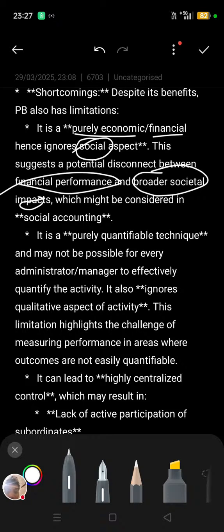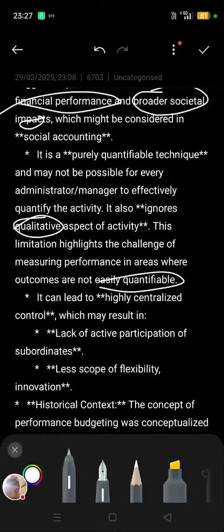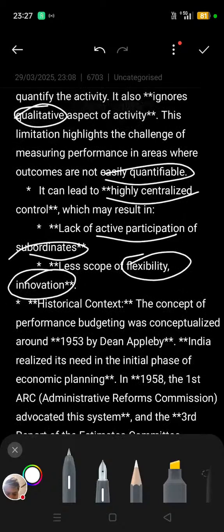It also ignores the qualitative aspect of activity. This limitation highlights the challenge of measuring performance in various areas. Outcomes are not easily quantifiable. It can lead to highly centralized control, lack of active participation of subordinates, then less scope for flexibility and innovation, unlike in zero based budgeting.